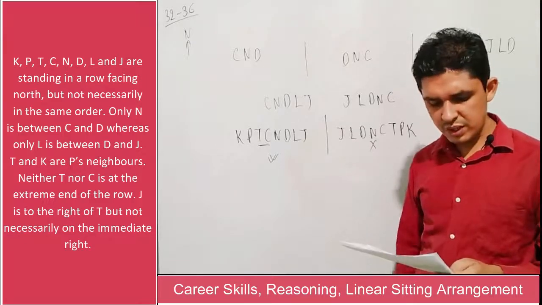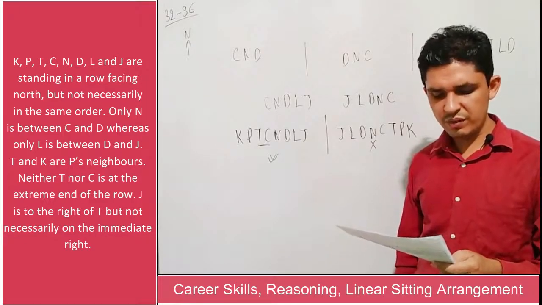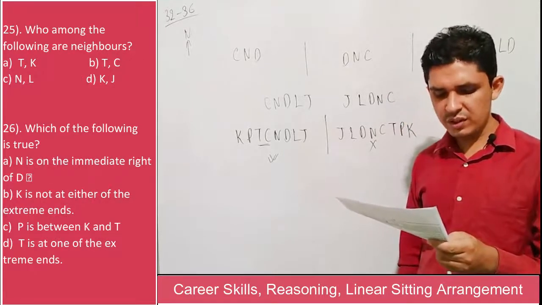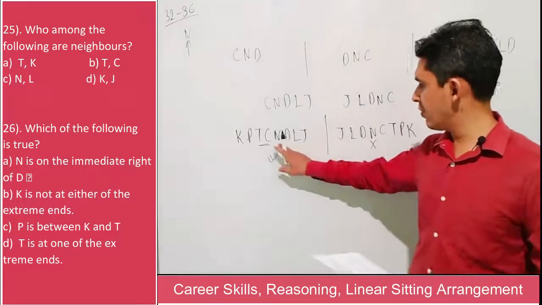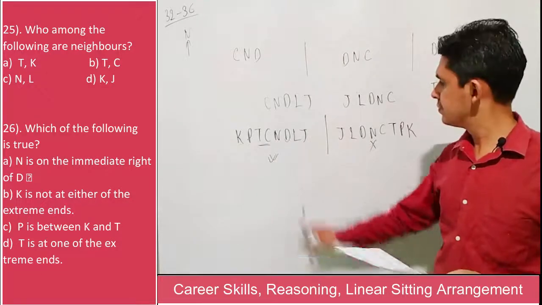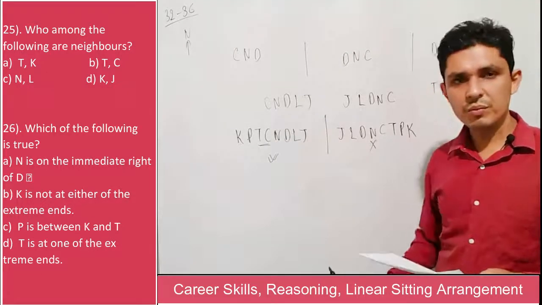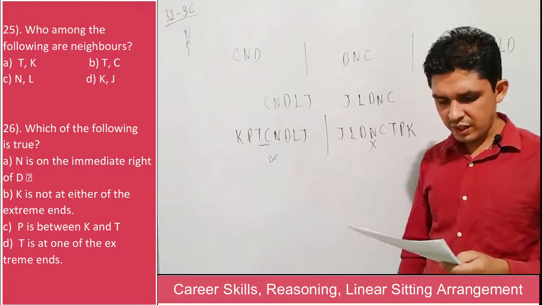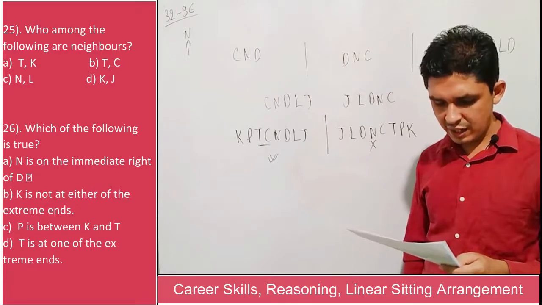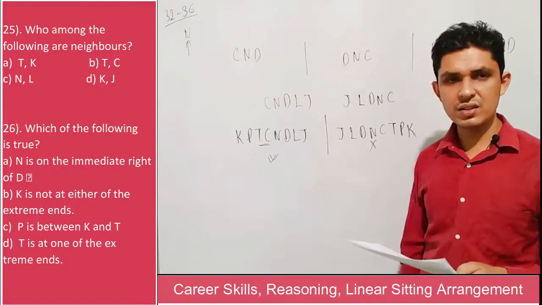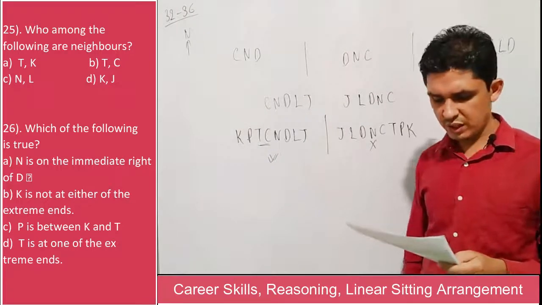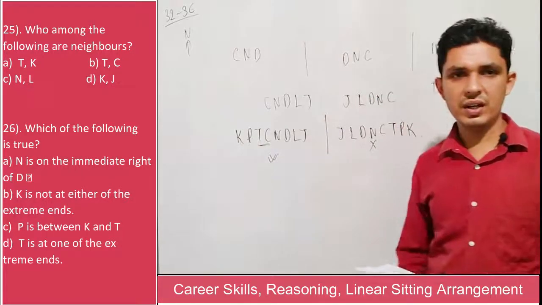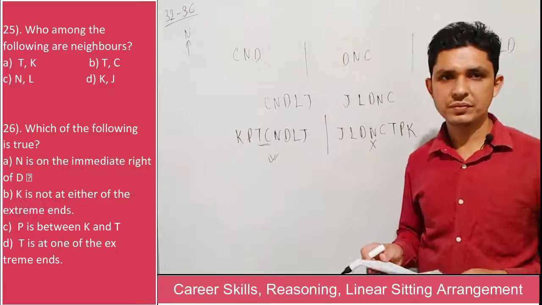Okay, question number 26. Like the question is, which among the following is true? Like my first option is, N is on the immediate right of D. This is wrong because N is on the immediate left of D. Second option, K is not at either of the extreme ends. This is not correct. P is between K and T. This is correct. So my answer will be C.